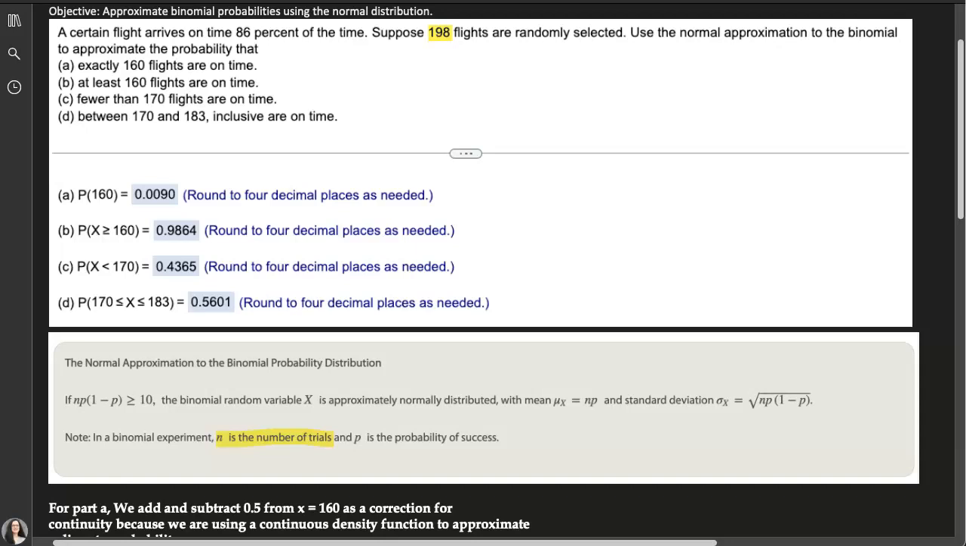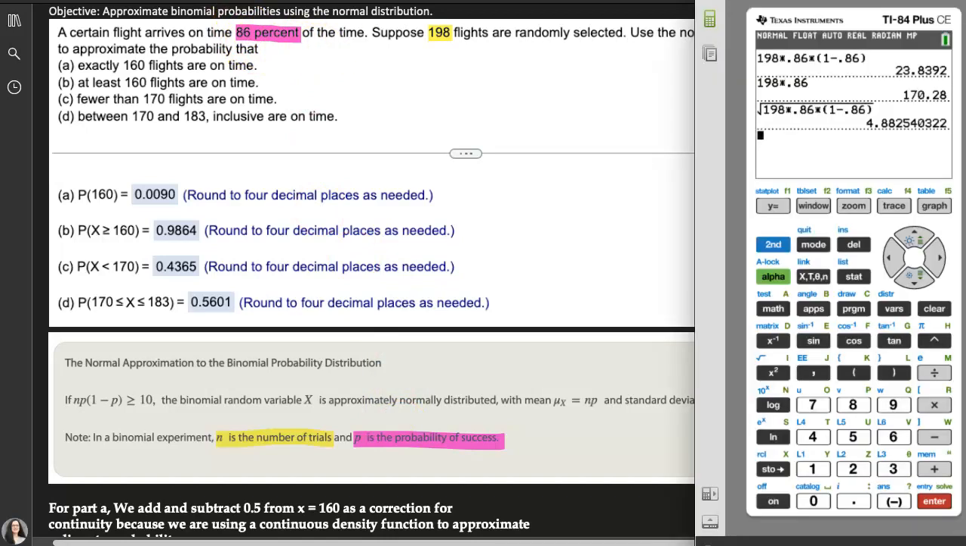We also need to identify p. P is the probability of success, and that's this 86% written as a decimal. I've already put that in my calculator. The first line here is the condition, n times p times 1 minus p, and I can confirm that that is greater than or equal to 10.